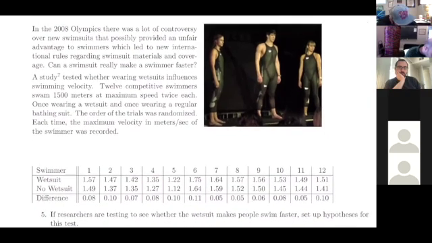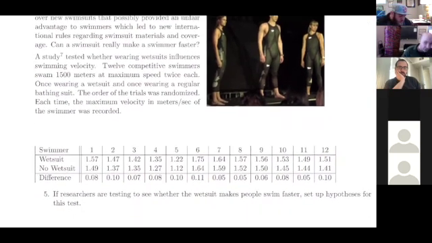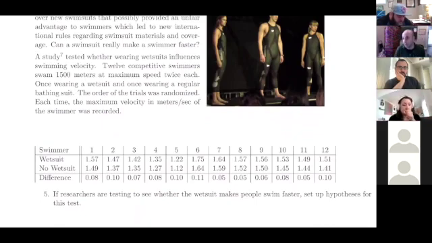And so they took 12 swimmers. When it says no wetsuit, I think they were wearing something, just not the fancy wetsuit. They were just wearing a regular bathing suit. And so here's their maximum velocity with the wetsuit compared to their maximum velocity, in meters per second, with a regular bathing suit.